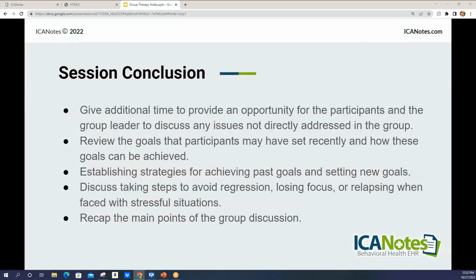Let's talk about session conclusion. One thing, this isn't often an area where people struggle with, right? Because you need to give some lead time to ensure that the group doesn't go over. And you've got to discuss recent goals that those participants may have set, as well as the methods that they're achieving those goals in the future, and implementing strategies to accomplish past remaining goals and developing strategies to get those new goals in. So it's important to discuss how to avoid regression, losing focus, relapsing when they're faced with stressful situations. So you reiterate the most important points discussed in the group, and you give some time for all of that to come out, because you don't want the group to end abruptly.